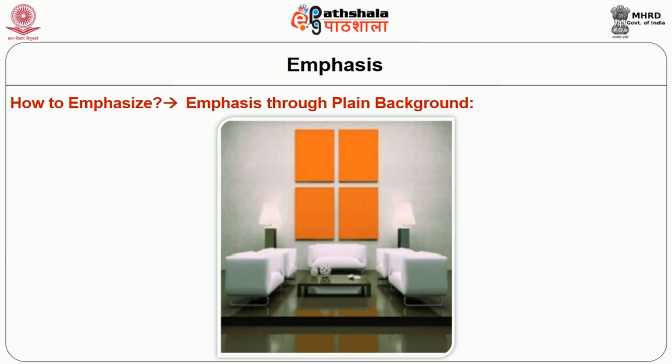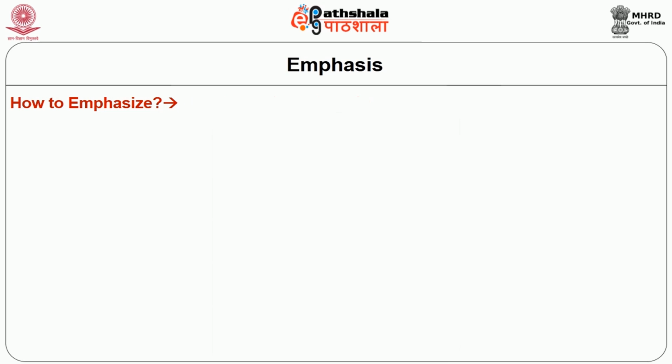When an object is given enough background space and separation from other things, it gains importance. When the selected objects are placed close to each other, they will be seen as a group and not as separate units. Since plain spaces are one of the most important considerations in bringing out the quality of an object, it is also one of the most important methods of emphasizing an object.